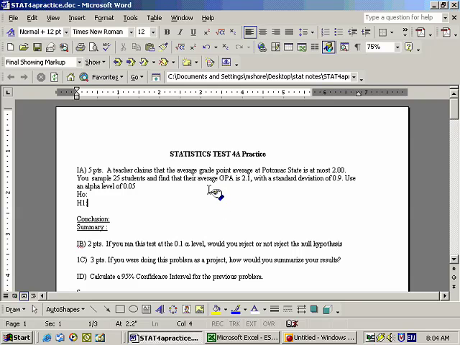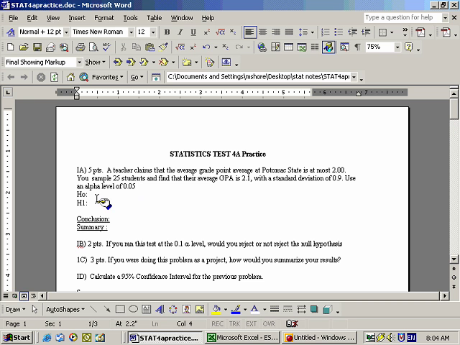Okay, this is the practice test 4A, and the first problem here says the teacher claims that the average grade point average at Potomac State is at most 2.0. Okay, so this is involving the mu, and since it's at most 2.0, that means it's saying that it's less than or equal to 2.